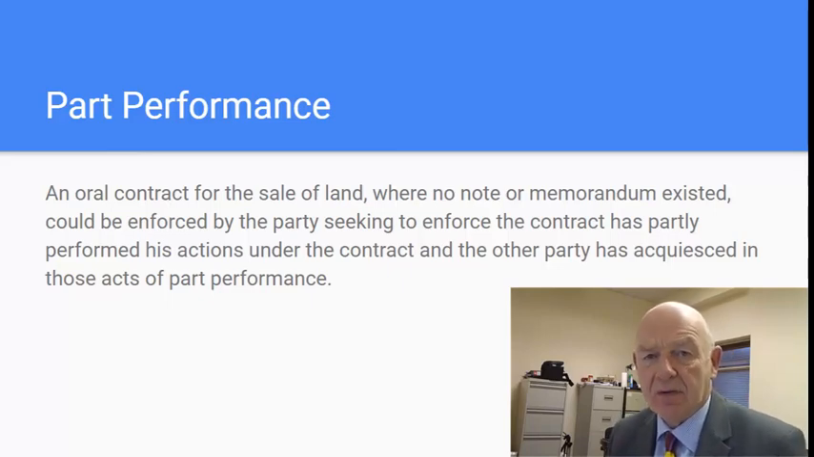In other words, the other party has stood idly by, has let party A perform his part of the contract, and then party B turns around and says there's no contract because there's no note. The doctrine of part performance allows party A, who has performed his part of the contract, to enforce the contract even in the absence of a written note or memorandum.